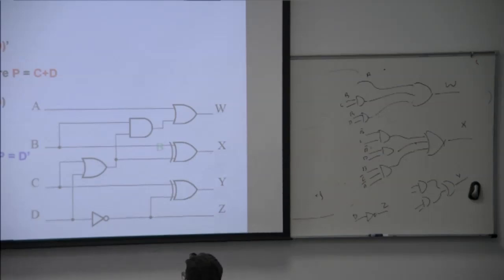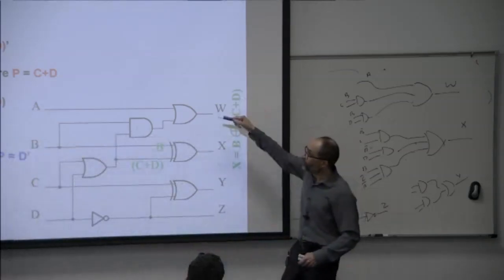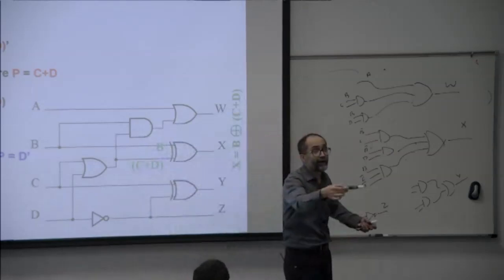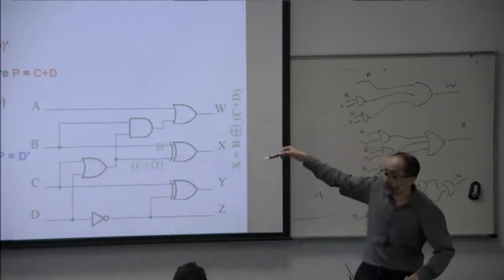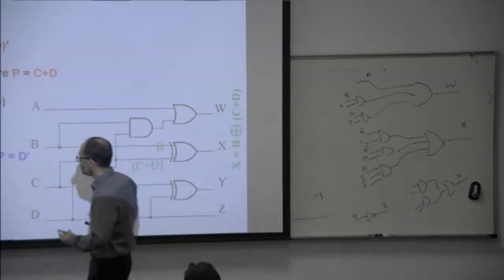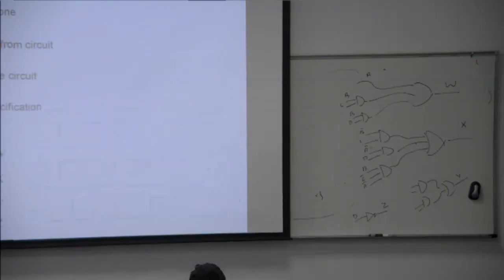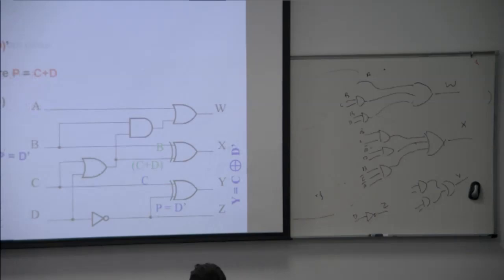So can you see here, what is this B? What is this? C plus D. And what is the expression for X? X is equal to B exclusive OR C plus D. So now if you want to have an optimized expression, come with your own. Okay, now what about X? This is X. What is Y? This is Y. Okay, now we had two approaches.